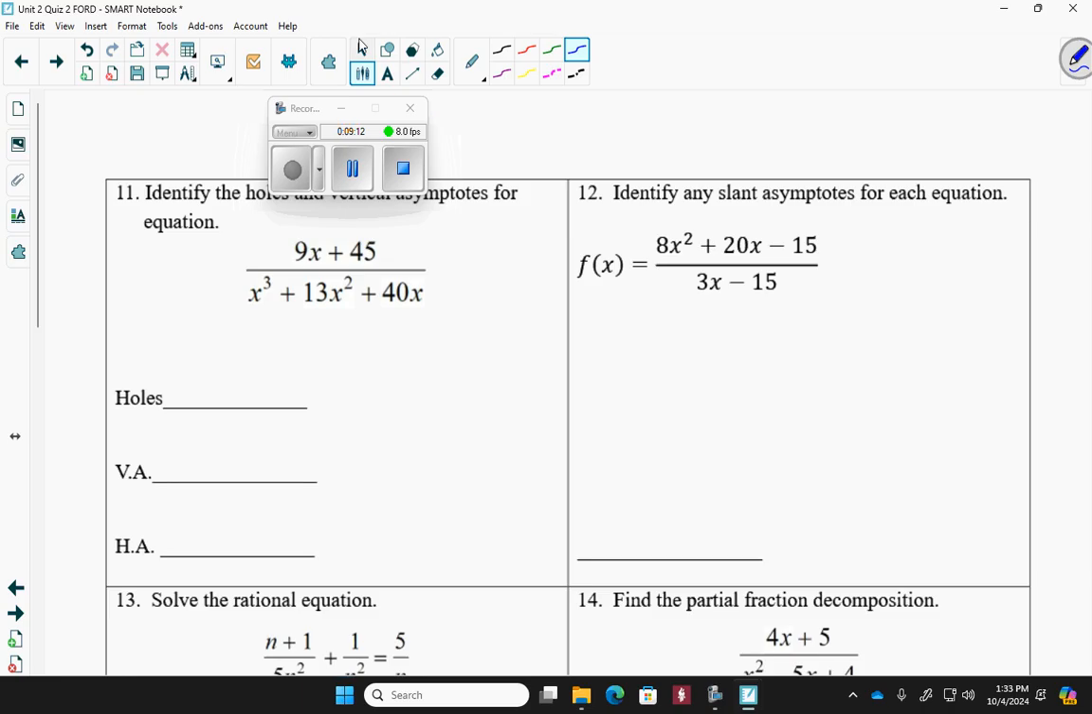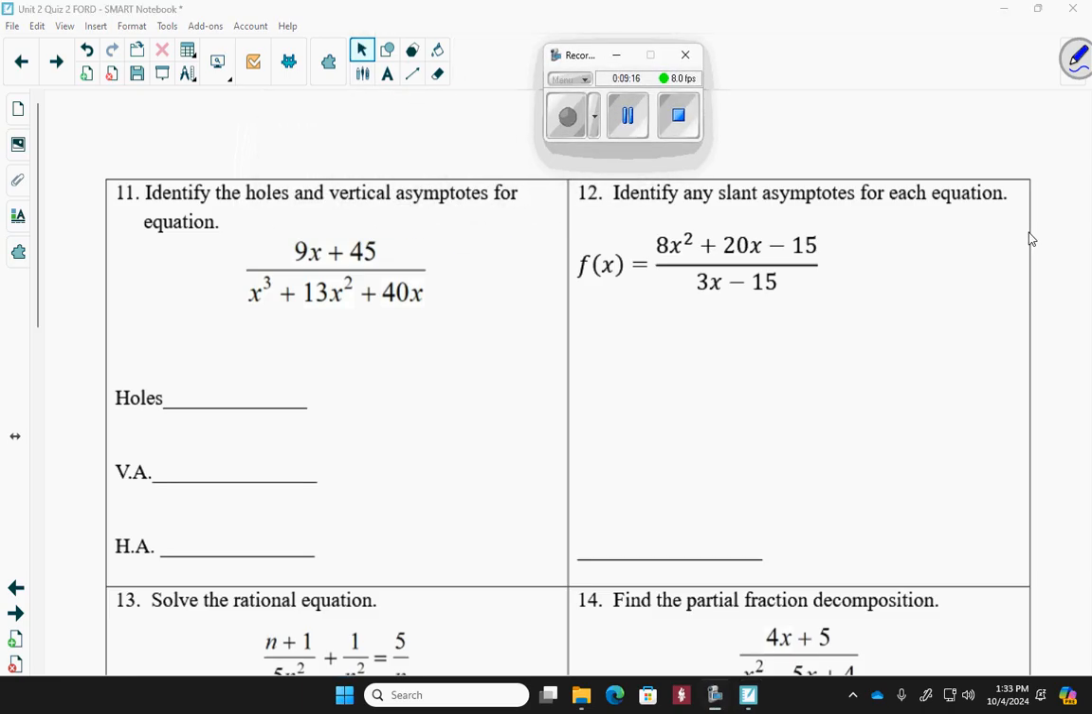All right, so the name of the game is factoring for this next step. But before we do that, let's go ahead and do the horizontal asymptote. So the largest exponent in the denominator is 3. The largest exponent in the numerator is 1. So we have a denominator that's bigger than the numerator from an exponent perspective. So that means it defaults to y is equal to 0.